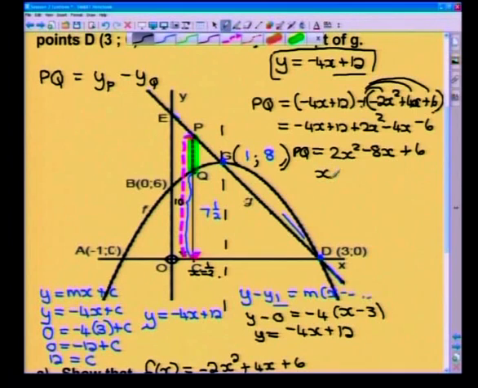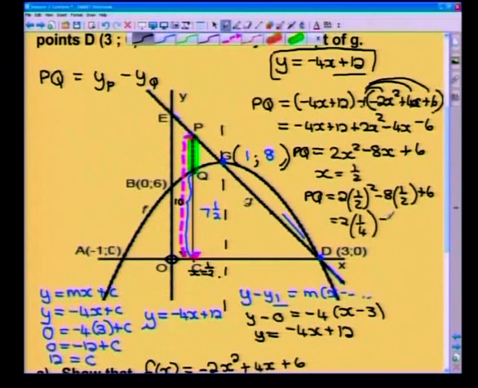Now, what do we know? We know that x is a half. So we could go here and say PQ is equal to 2 times a half squared minus 8 times a half plus 6. Right, which gives me 2, and a half squared is a quarter.